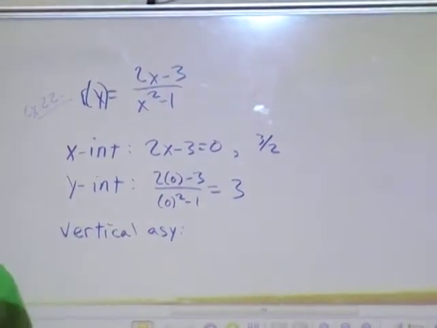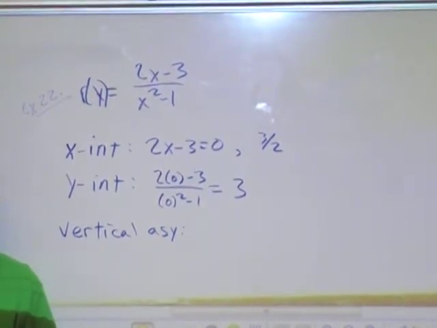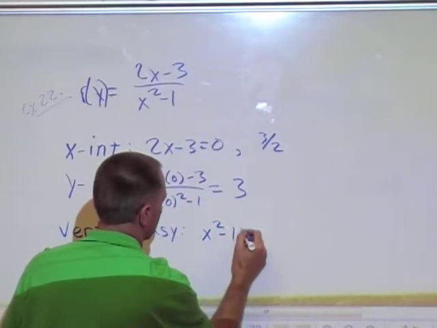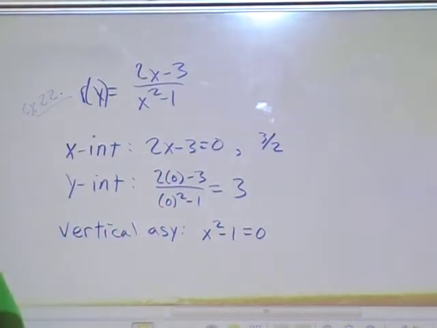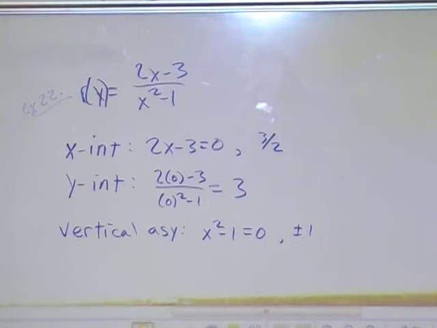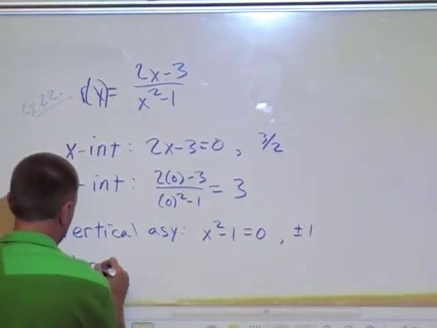Alright, and then you're going to say vertical asymptote. How do we find the vertical asymptote? The zeros of your denominator. So x squared minus 1 equal to 0, and solve it. Add 1 to both sides. The square root of 1 is plus or minus 1. So you have two vertical asymptotes, one at positive 1, one at negative 1. Anybody lost? Nothing new.